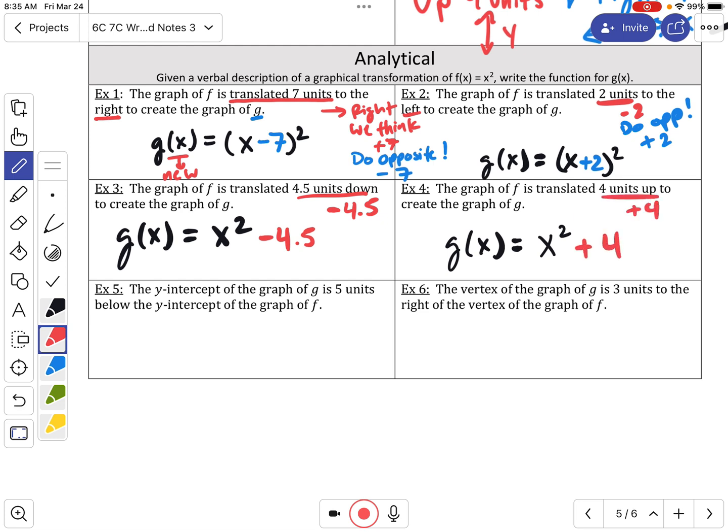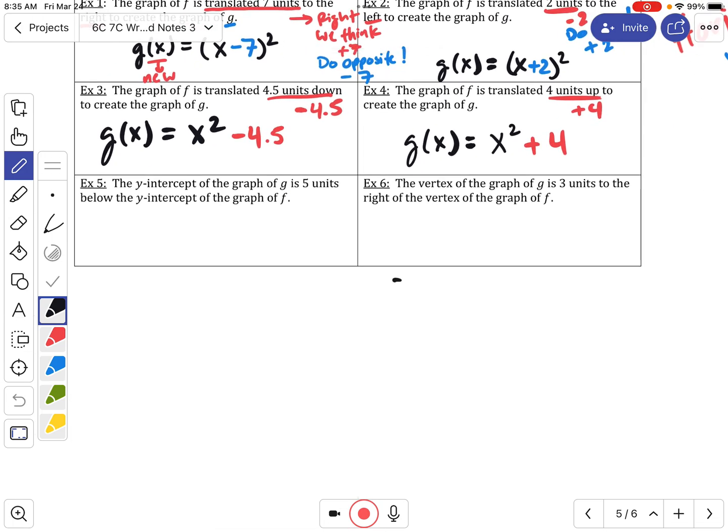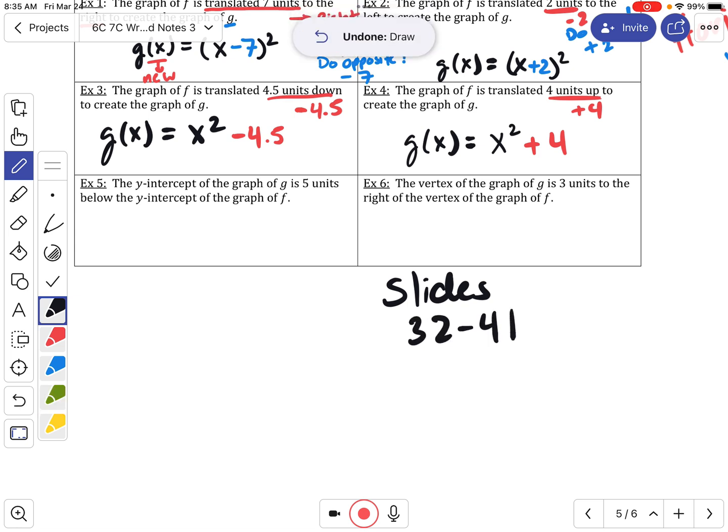All right. So I try to summarize that as best as I could. As you guys can hear, the bell went off. So try these. These are slides 32 to 41. They're self-checking, so you know you did them right if you get a big check.